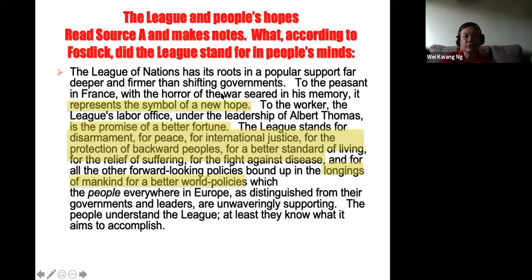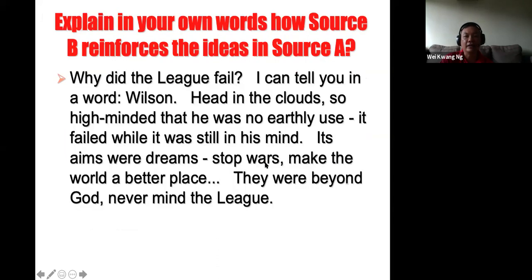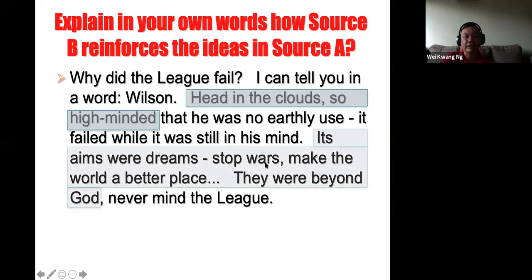Now my question to you is, if you look at source A and you see the things that I've highlighted over here, then you look at this one over here. In these two passages that were highlighted, there was actually something that is common in both source A and B. What was it that is in common with source A and B?